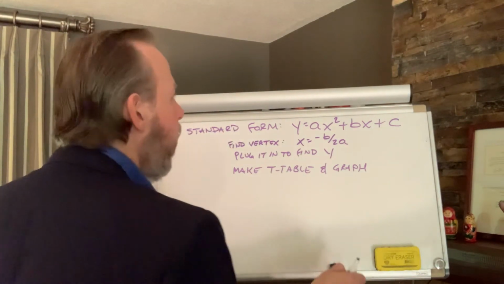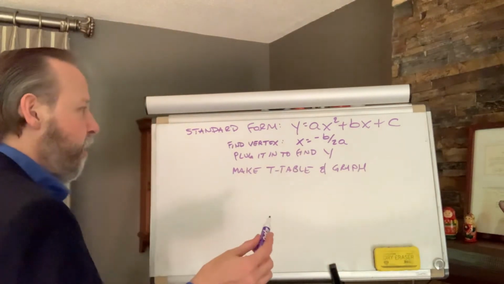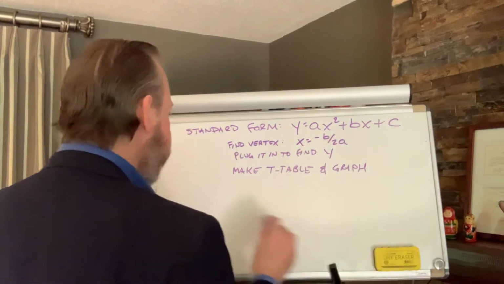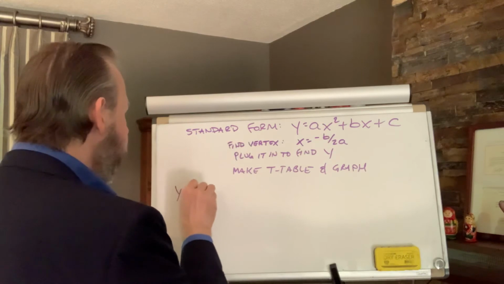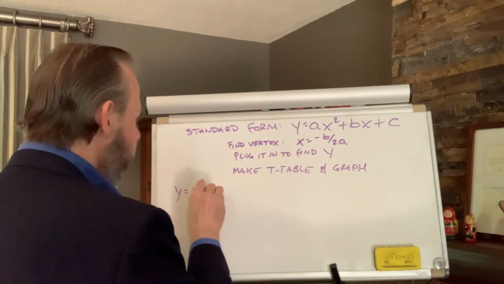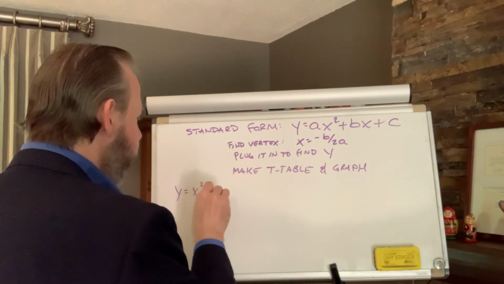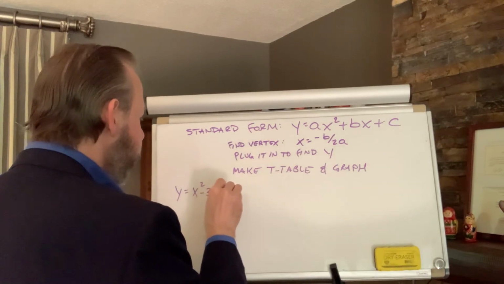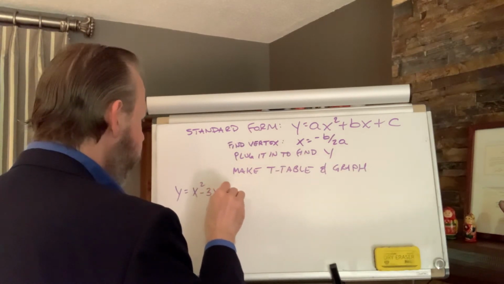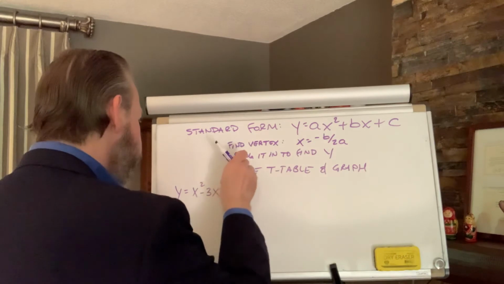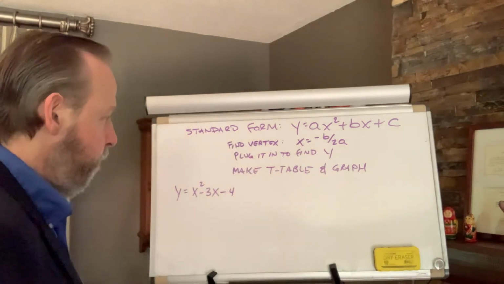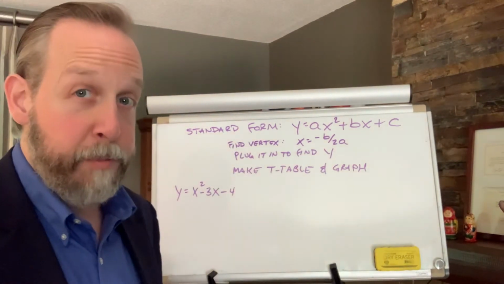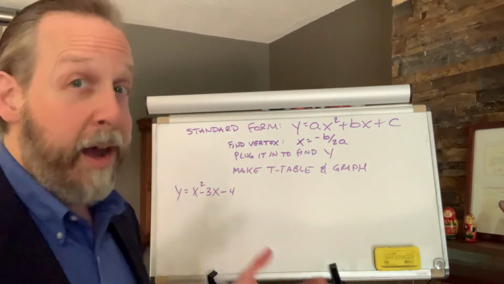So, let's say that we have an equation. I'll keep it again kind of simple. Y equals x squared minus 3x minus 4. Okay? X squared minus 3x minus 4. Identify the a, b, c.